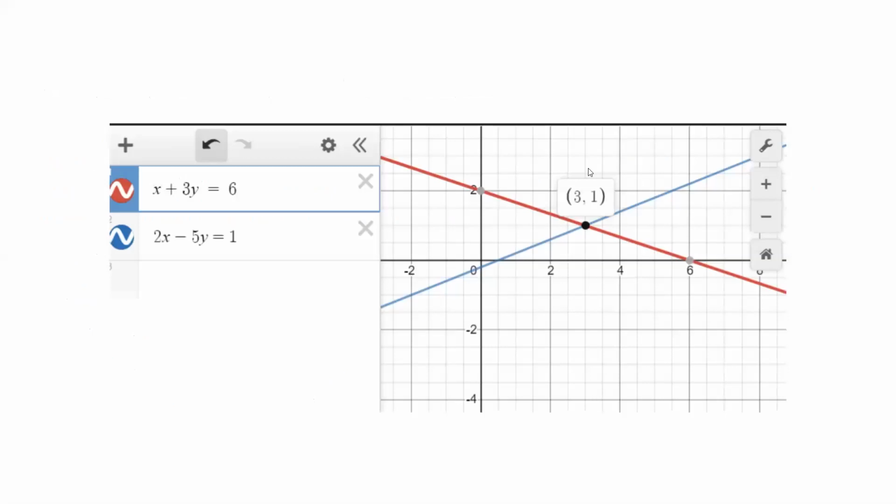The solution to a system of equations is basically the same thing as its intersection point on a graph. You see here, I graphed the two lines from earlier, x plus 3y equals 6 and 2x minus 5y equals 1, and they intersect at the point 3, 1. That was the same answer we came to earlier. So graphing is a way that you can solve these equations.